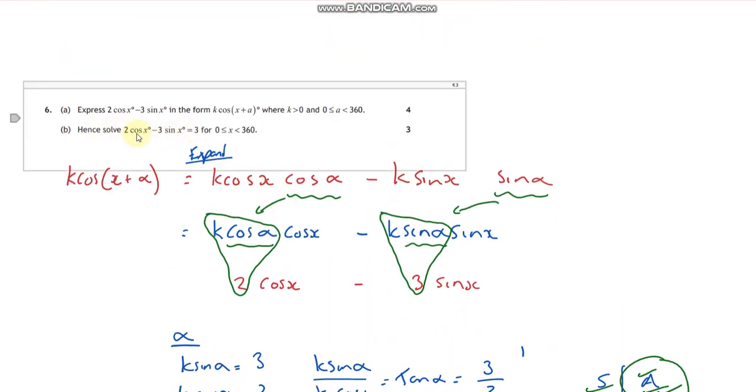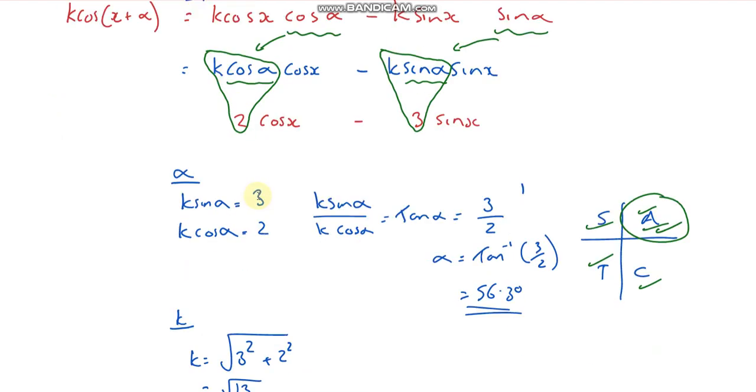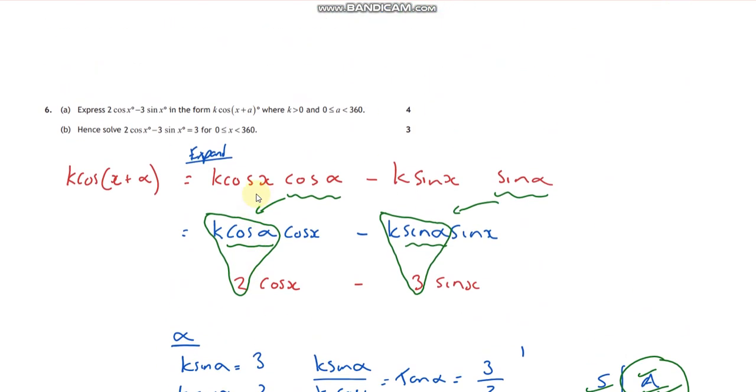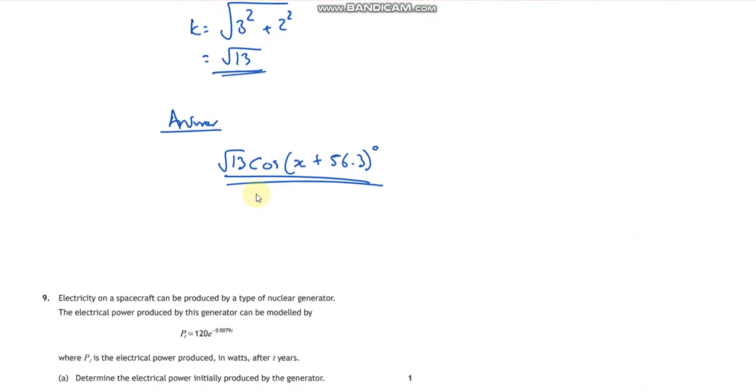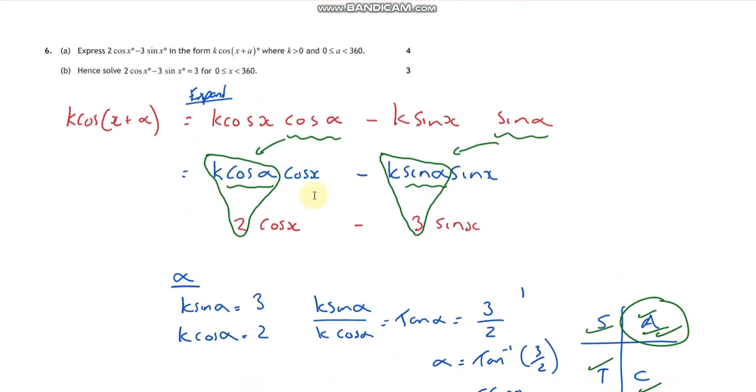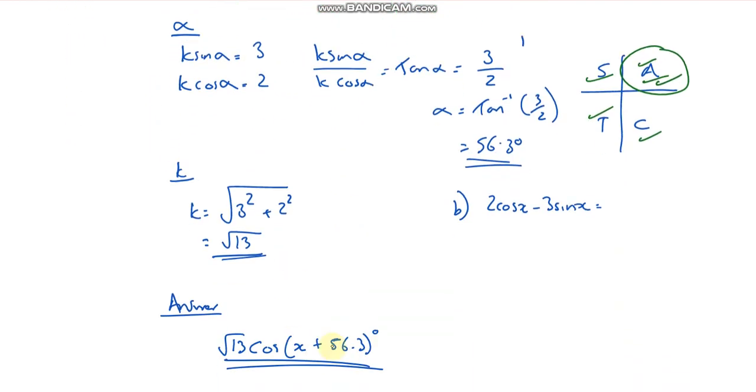Fantastic. And the next bit says, hence solve that. Solve when this function here is equal to 3. Okay. So the first thing I would do for that is take 2 cos x take away 3 sin x. First thing I'd do is say, well, we've just proven that that is equal to my wave function, which is root 13 cos(x + 56.3). And we're trying to solve for when is that equal to 3.